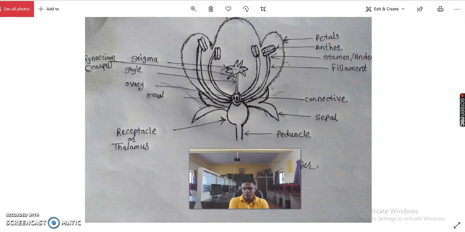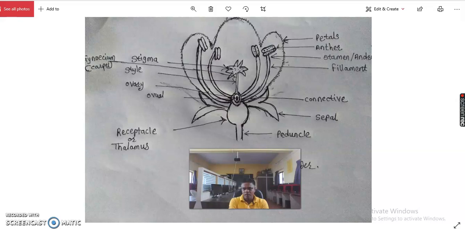It is termed as diadelphous or polyadelphous when filaments are united to form two bundles or many bundles respectively. Then we study the next part, that is the anther.